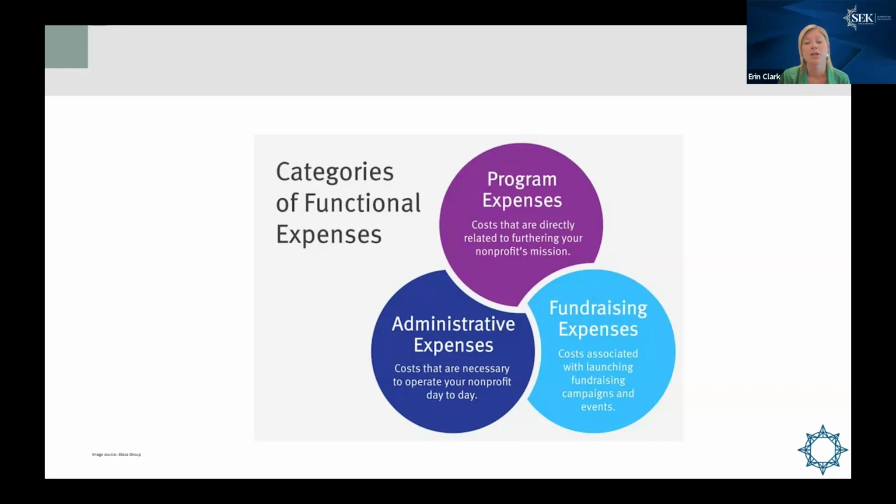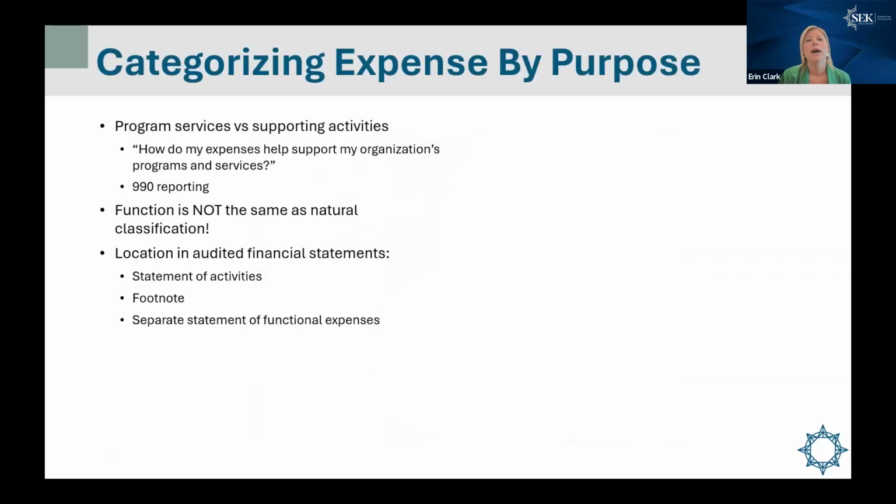And collectively, administrative and fundraising expenses we look at as supporting expenses. So you have program and then you have supporting broken down into the G&A and the fundraising costs. So how do we categorize the expense by purpose?